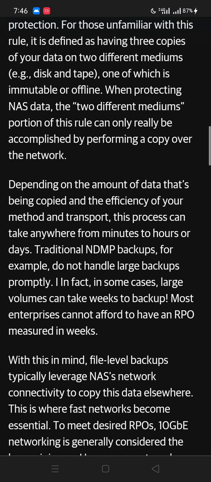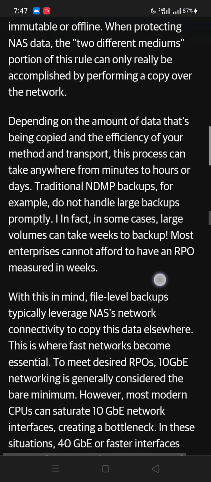Traditional NDMP backups, for example, do not handle large backups properly. In fact, in some cases, large volumes can take weeks to back up. Most enterprises cannot afford to have an RPO measured in weeks.